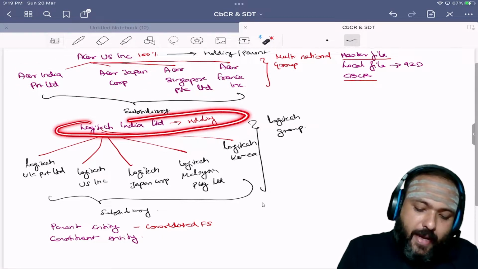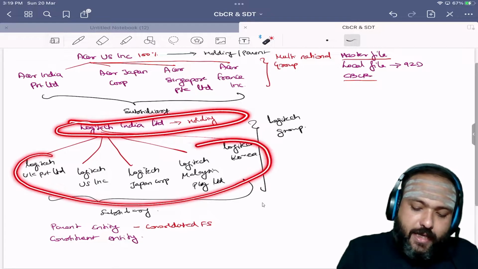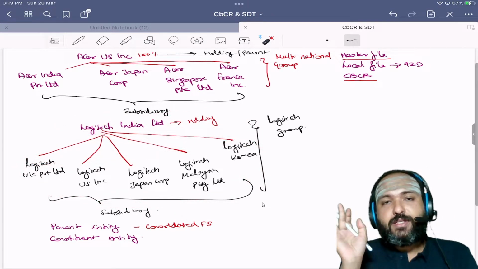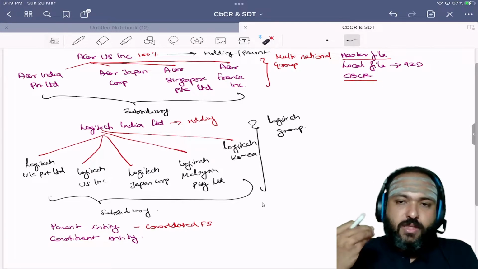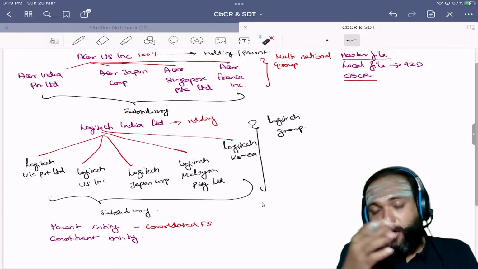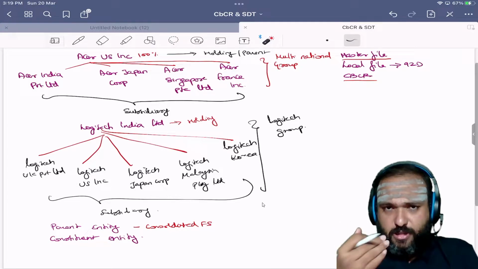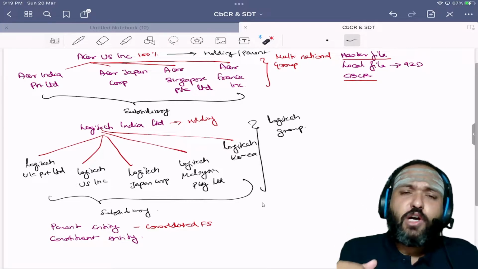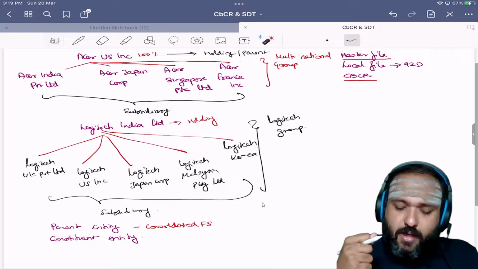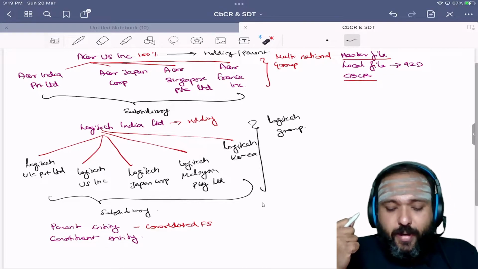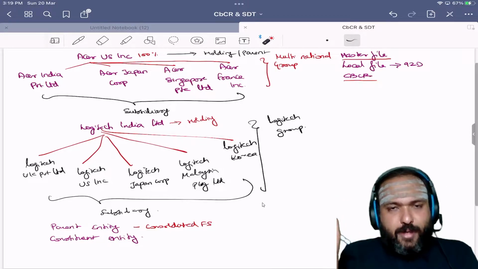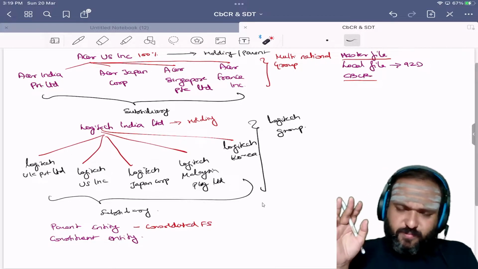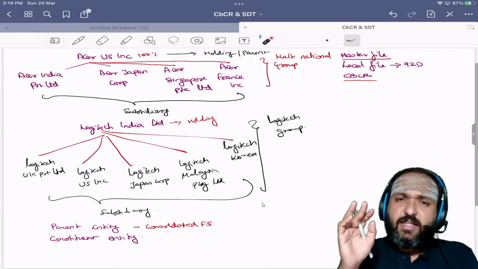Logitech India is the parent entity. All other Logitechs are constituent entities. Is it clear? So these are terms we must understand because they will be used repetitively going forward into the concept of CBCR. So what is CBCR? Country by country reporting. So we have to know that the parent entity is the entity which prepares consolidated financial statements. A constituent entity is the entity other than a parent entity.